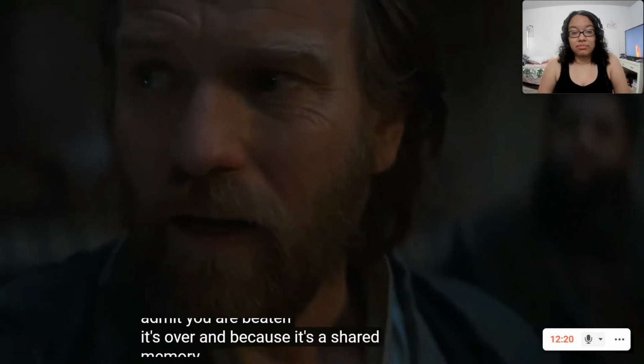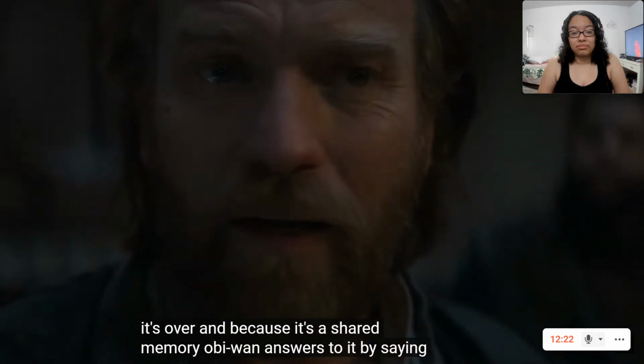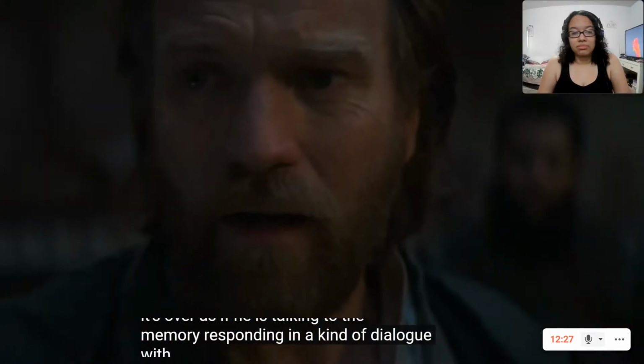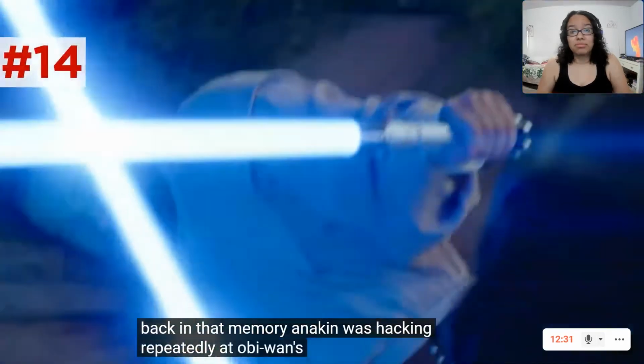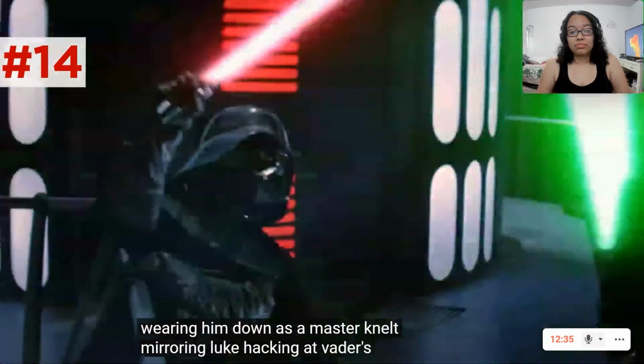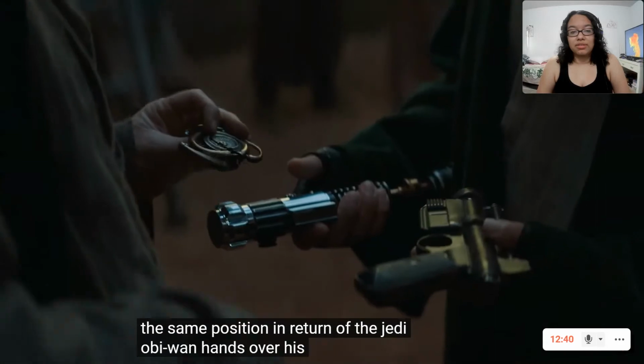And because it's a shared memory, Obi-Wan answers to it by saying it's over, as if he is talking to the memory, responding in a kind of dialogue with the memory. And you probably got how back in that memory, Anakin was hacking repeatedly at Obi-Wan's lightsaber, wearing him down as the Master knelt, mirroring Luke hacking at Vader's lightsaber while Vader was kneeling in the same position in Return of the Jedi. Obi-Wan hands over his weapons to Haja.